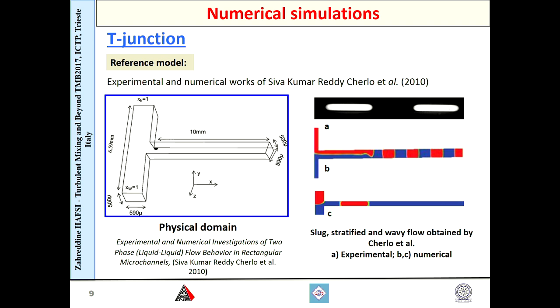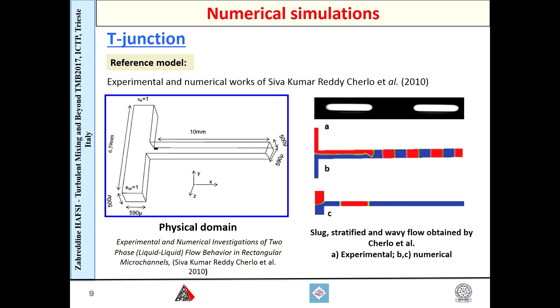Actually, for the numerical simulation, what will be done is the following. We will focus on a reference model first. This is the experimental and numerical work of Chiva, Komari, di Cirlu and his co-authors in 2010. What they did was put two immiscible fluids, water and kerosene. They inject water from the top and kerosene from the bottom in a T-junction.